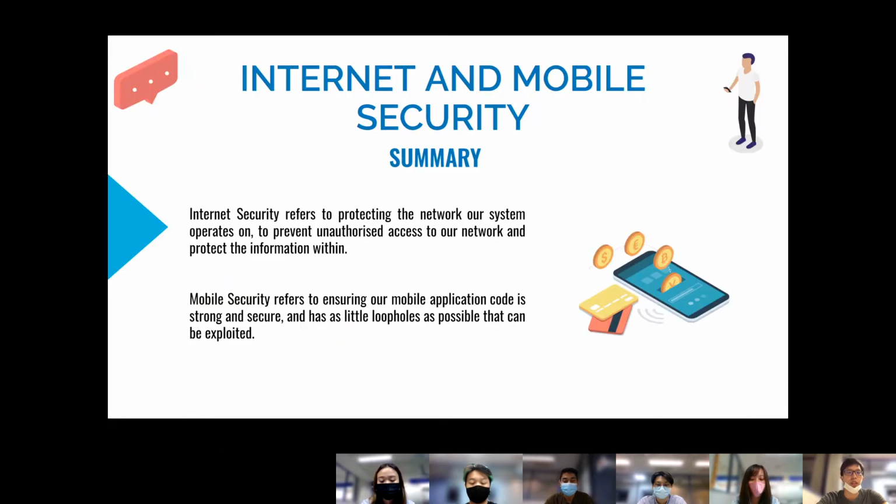Next, we'll be going on to Internet and mobile security. Internet security refers to protecting the network our system operates on, to prevent unauthorized access to our network, and to protect the information within. Mobile security refers to ensuring our mobile application code is strong and secure, and has as few loopholes as possible that can be exploited.